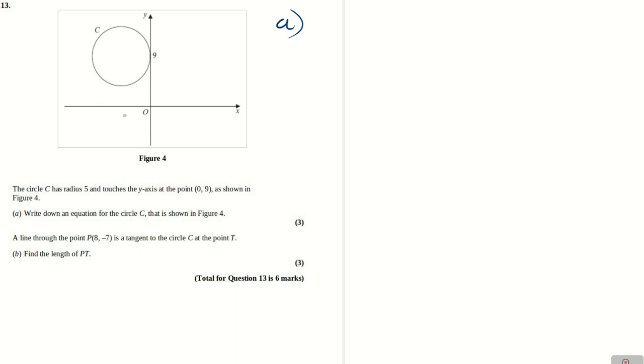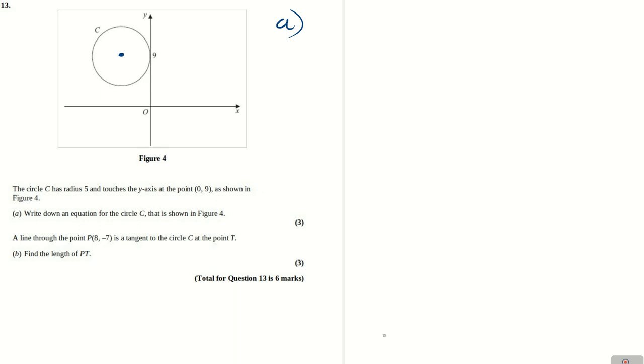Okay, it shows us a picture of a circle, and it tells us what the radius is. Now we've got to write down an equation for the circle, so if we can work out where the centre is, it should be fairly easy. So we know the centre's got to be there, right?